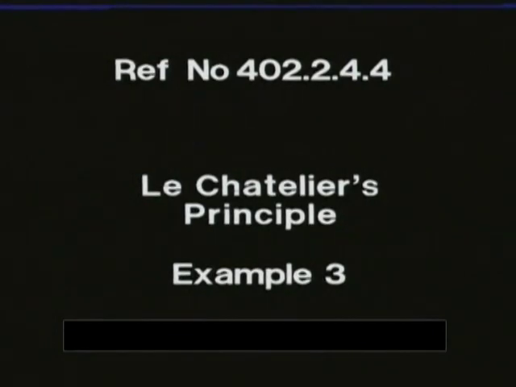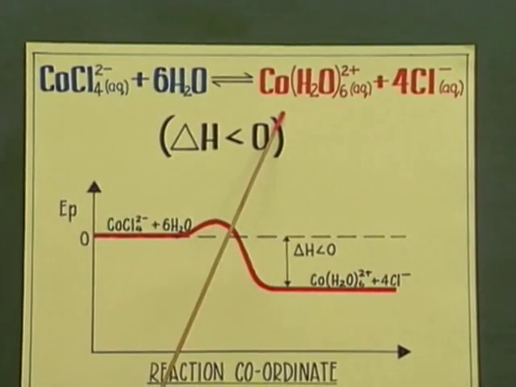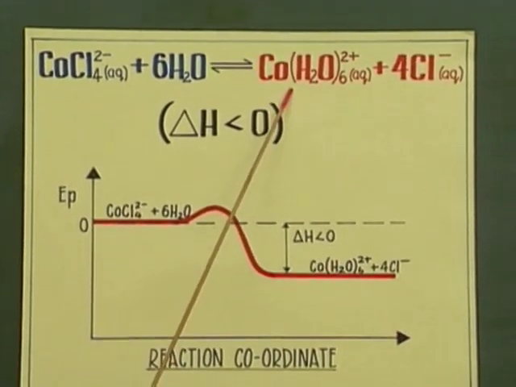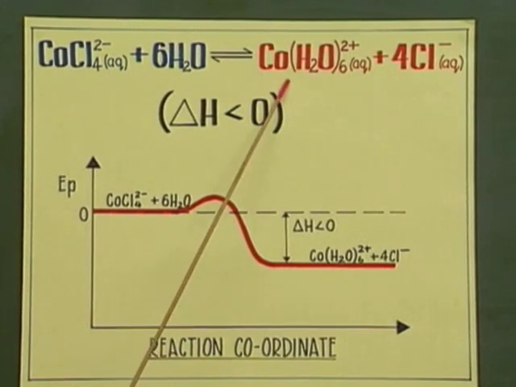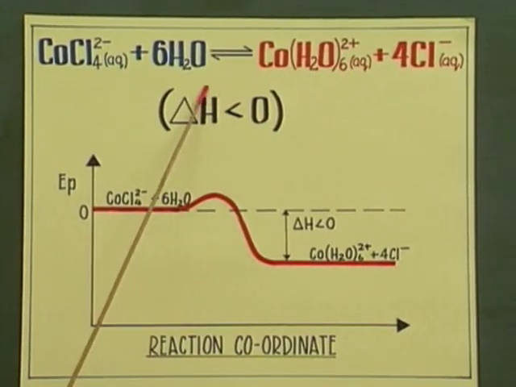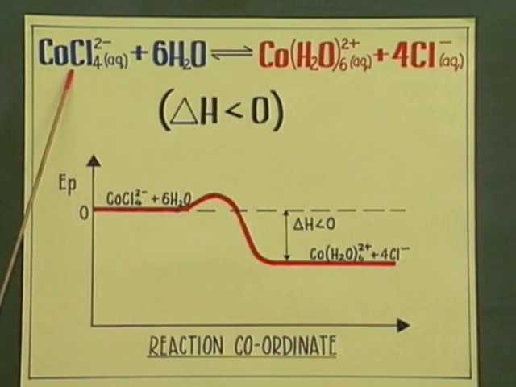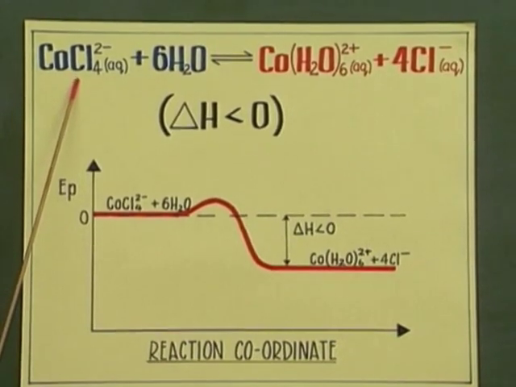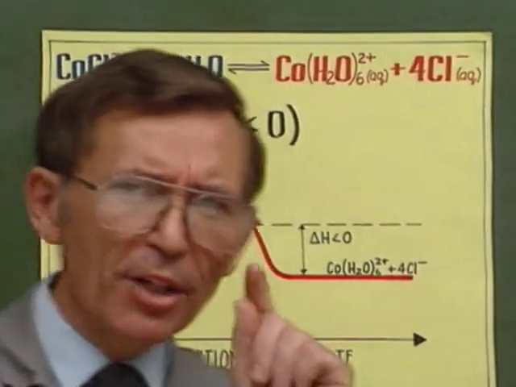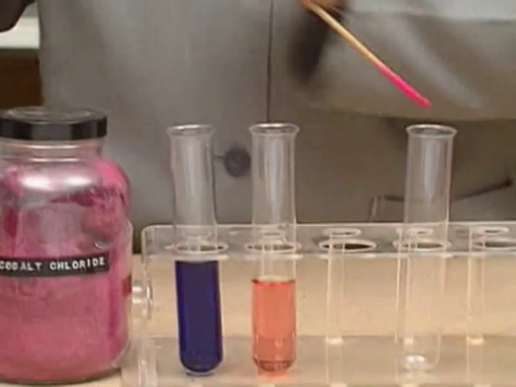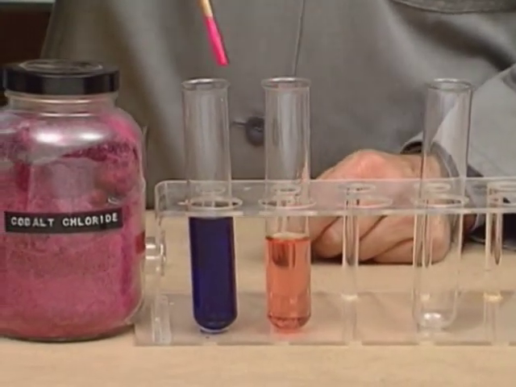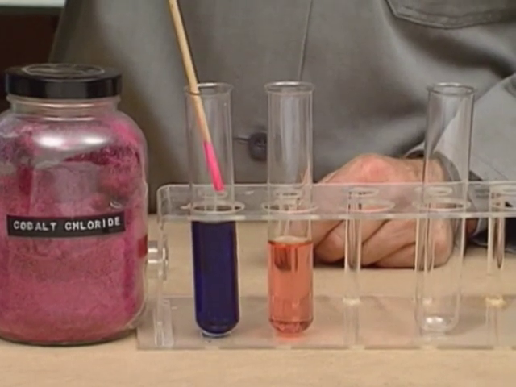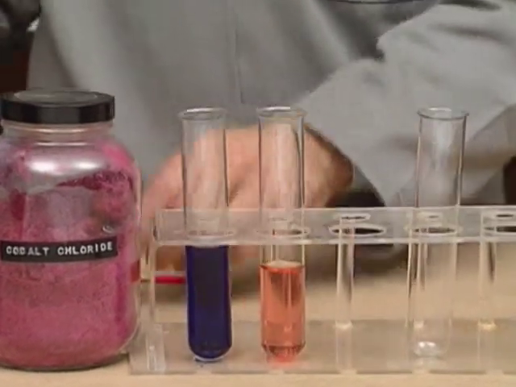For our third example in the application of Le Chatelier's principle to equilibrium, we look at the equilibrium between the complexes of cobalt. When we dissolve cobalt chloride in water, we obtain this red aqua complex of cobalt. But when we dissolve cobalt chloride in alcohol, we obtain this blue cobalt complex of alcohol. Let me show you. This here is the solution of cobalt chloride in water. And over here I have the solution of cobalt chloride in alcohol.